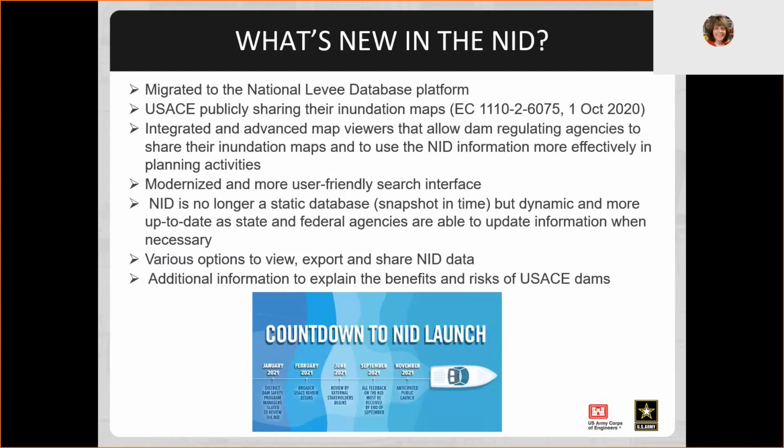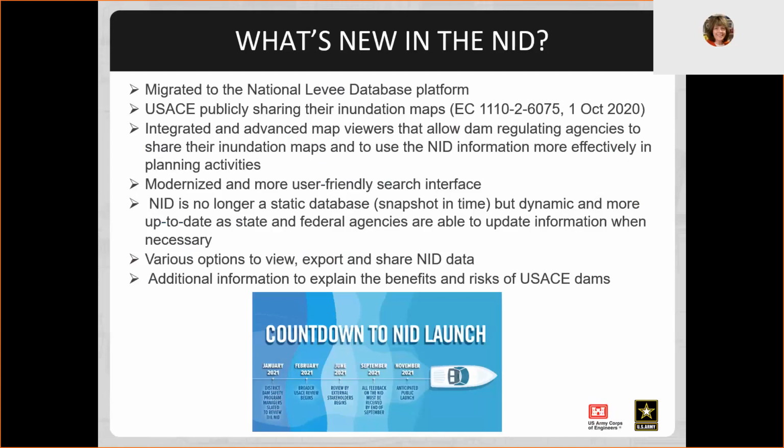So currently in the NID, we do have a small map viewer, and you can zoom in and out, and you can see where the dams are located. You can change the dots by hazard potential, owner type, things like that. But that's about where it's limited. So with these new map viewers, we're going to be able to share our inundation maps, and hopefully in the future share other federal agencies and the state agencies that want to participate, share some of their inundation maps as well.